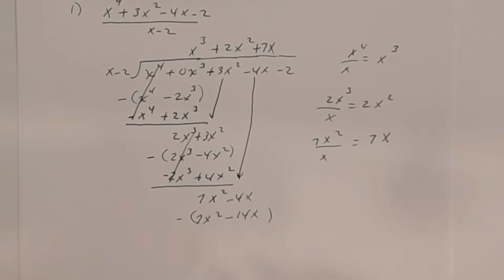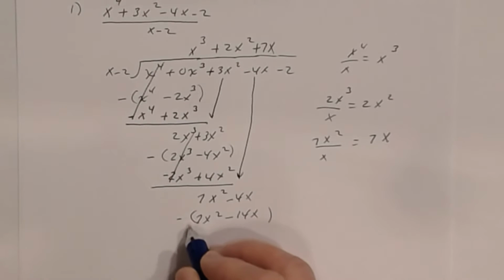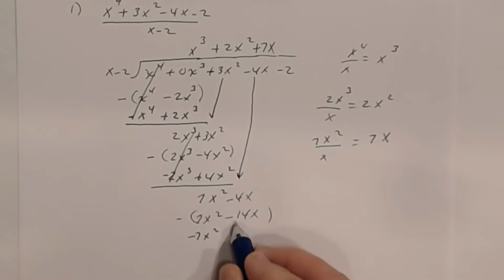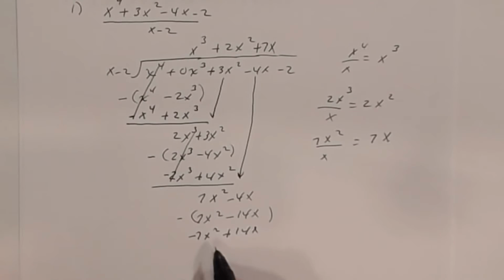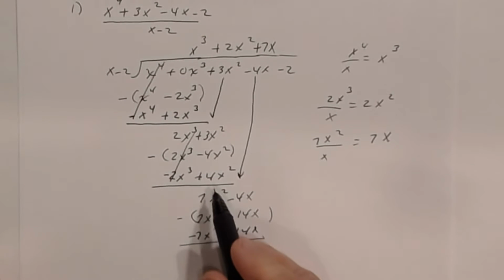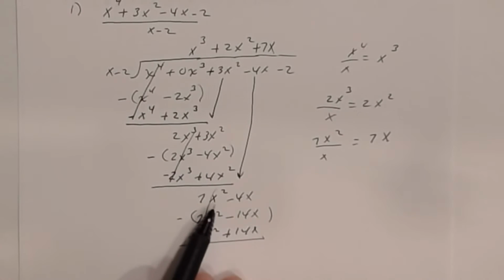And if you want to, go ahead and rewrite this parentheses. So the opposite of a positive 7x squared is a negative 7x squared. The opposite of a negative 14x is a positive 14x. All right, and then we're going to add those. So 7x squared and a negative 7x squared is 0. So notice that every little repetition, you get these to be zeros.